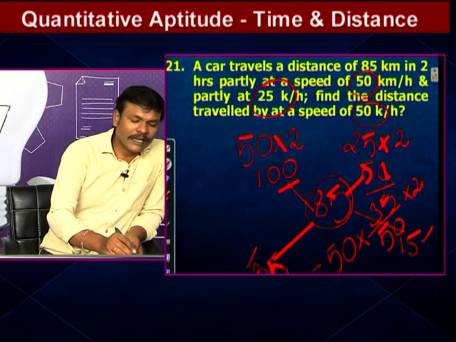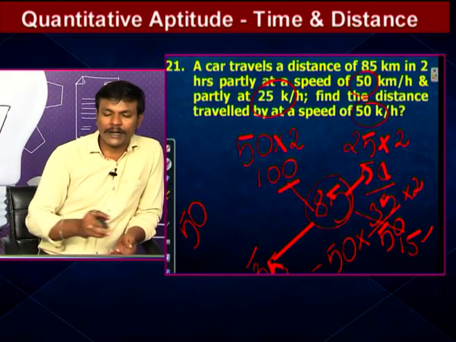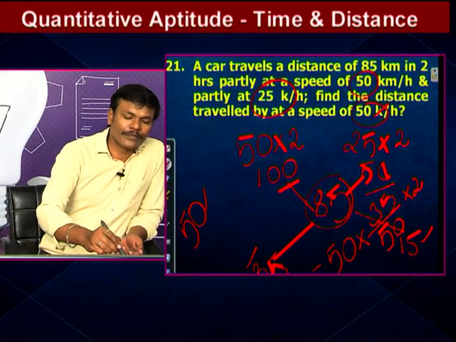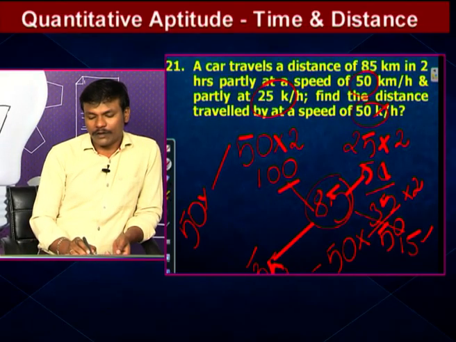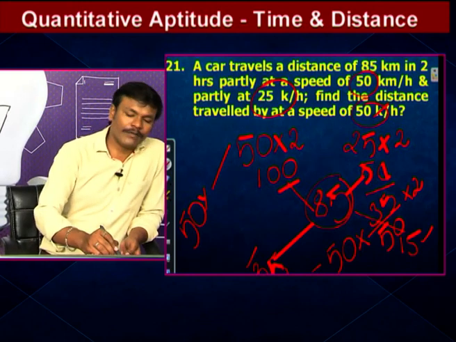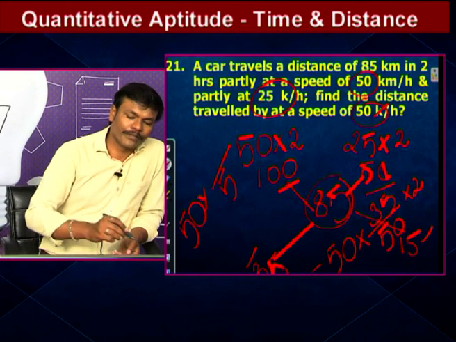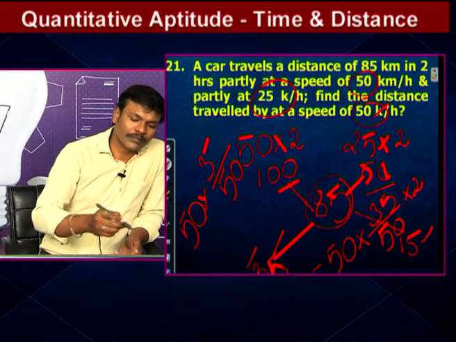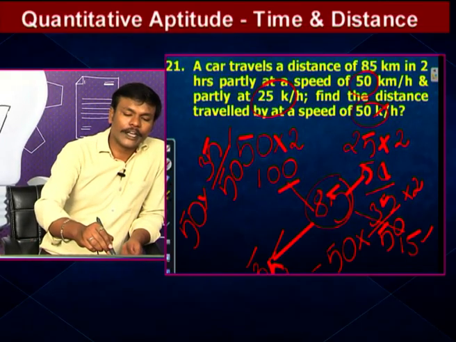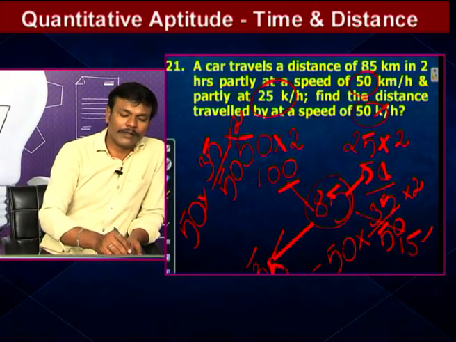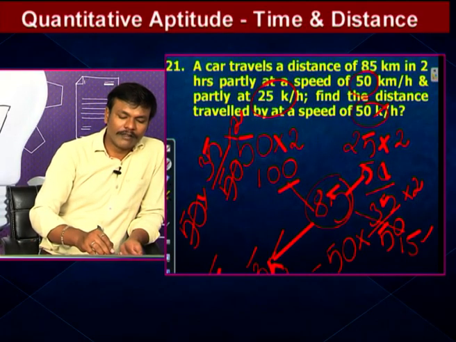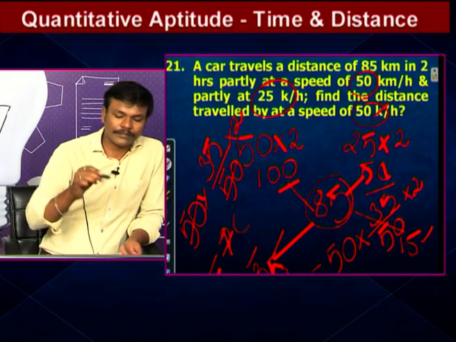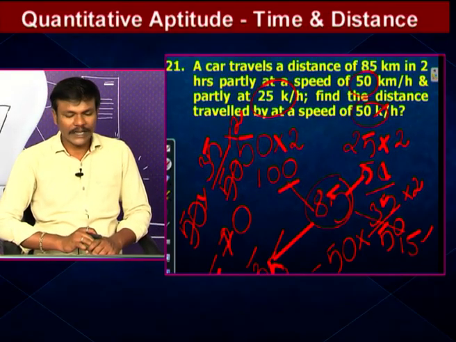How do you consider the distance? Distance d is equal to speed 50, because we need the distance at 50 kilometers per hour, into 35 out of the total 50 parts, in how many hours? In 2 hours. Simple. 50 will be cancelled. 35 twos are 70 kilometers he completed. 70 kilometers he completed with the 50 kilometers per hour speed.